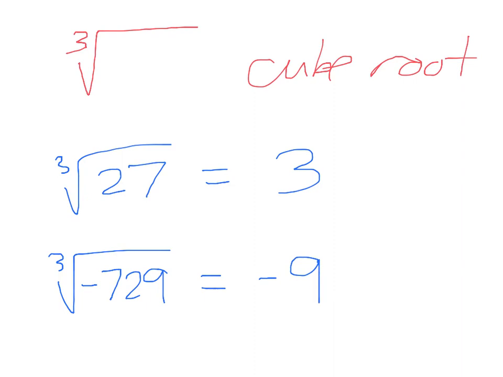Now, the reason you could do a cube root is because a negative 9 times a negative 9 times a negative 9 will give you a negative number. The first two negatives will give you the positive, but the third one will make it negative again. So it is possible to take the cube root of a negative number. Can we estimate cube roots? Yes, exactly the same way that we did square roots.